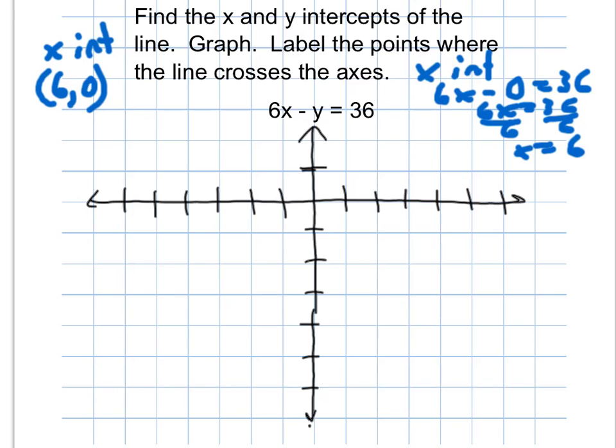Okay, and the reason why I want to plot that point is because you'll notice here I got my coordinate grid all drawn out, but I want to know what the scale is. I might not want to count by ones along this line, because we might have bigger numbers. So let's go ahead and figure out what the y-intercept is. And we'll just do that right down here.